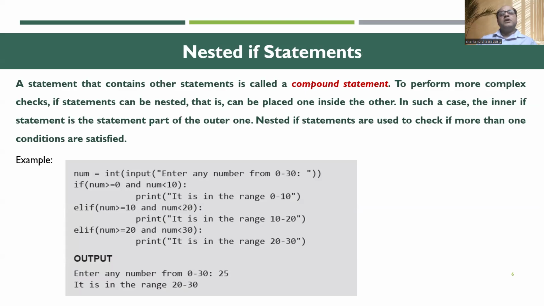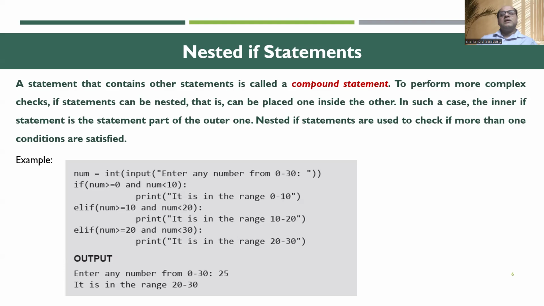Suppose we input a number and want to check whether the number lies within a specified range. If it lies within 0 to 10, then we print the number is in the range 0 to 10. Else we check if the number is between 10 and 20, then we print the number is in the range 10 to 20. If the number is between 20 and 30, then it will display the number is in the range of 20 to 30. So whatever number you enter as an input, it will check that number and find out whether it lies within the specified range or not.